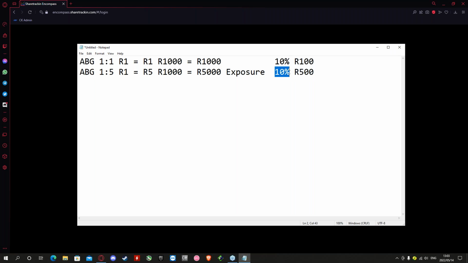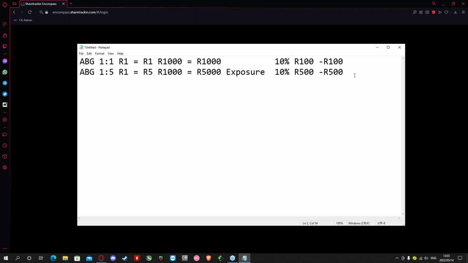But also, if you lose 10%, you would be losing R500. So you would be sitting at minus 500 if you lose on that 1-to-5 ratio. If you lose on a 1-to-1 ratio, you'd only be losing R100 if it was a 10% loss. So 10% gain, R100, 10% loss, R100. A 10% gain on a CFD with a 1-to-5 ratio will mean that you would make R500 but also lose R500.